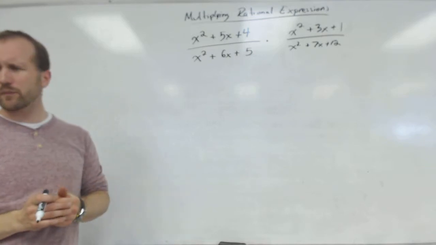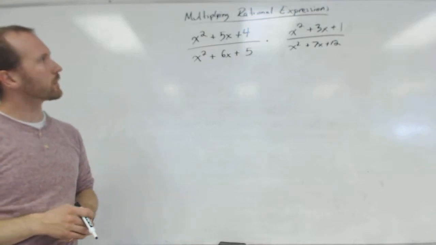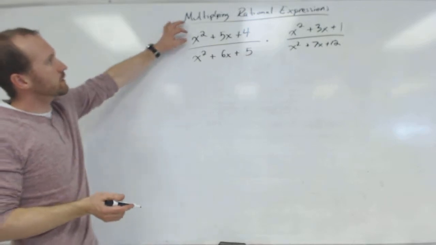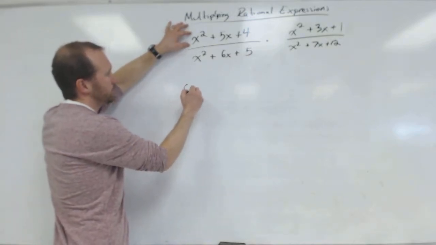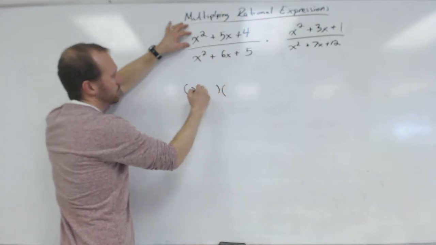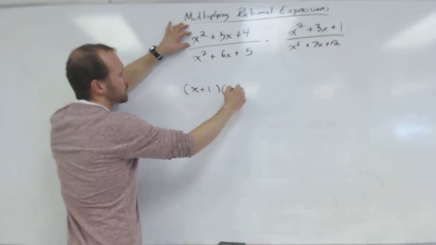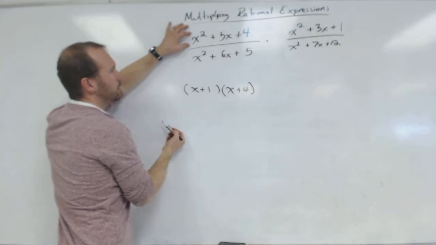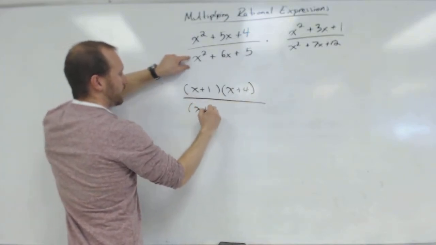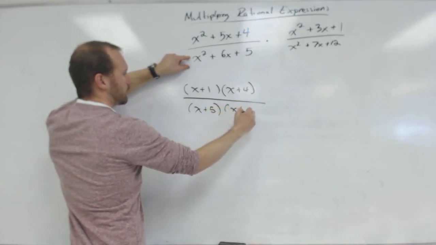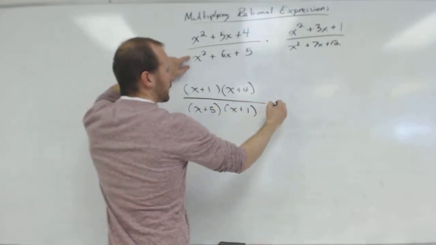Okay, so what's my first step? What am I going to try to do? Factor everything. So can we factor this? What would it be? X plus 1 and x plus 4. Okay, can I factor this? X plus 5, x plus 1. Can I factor this?